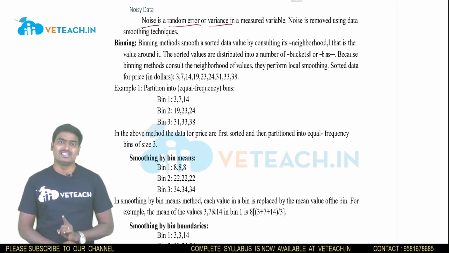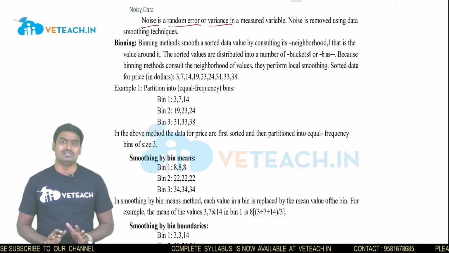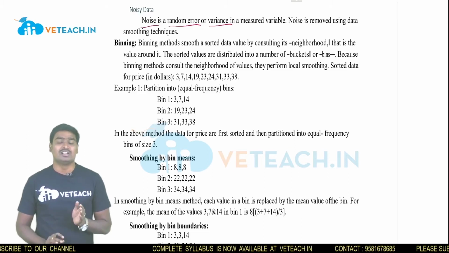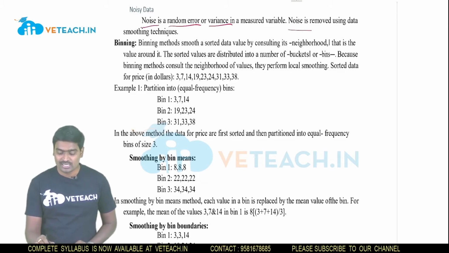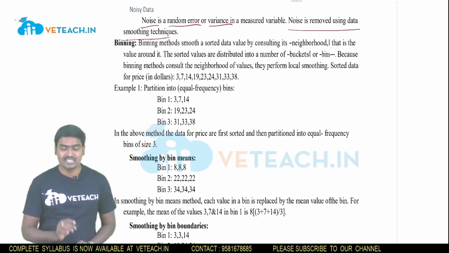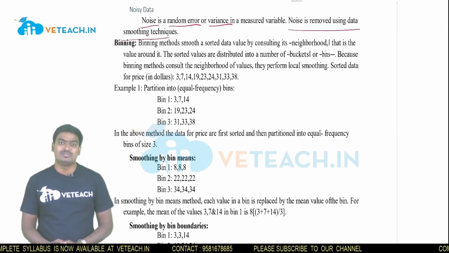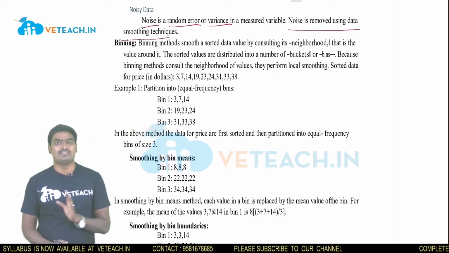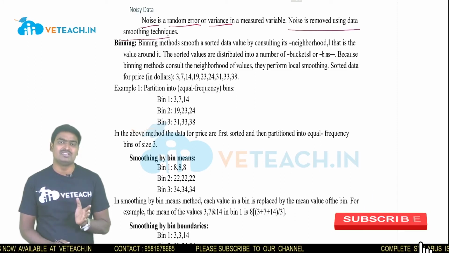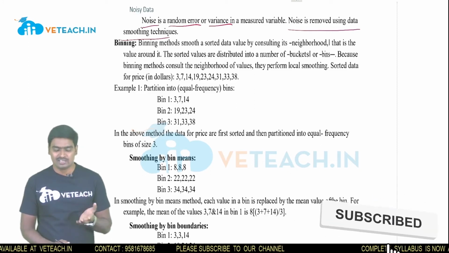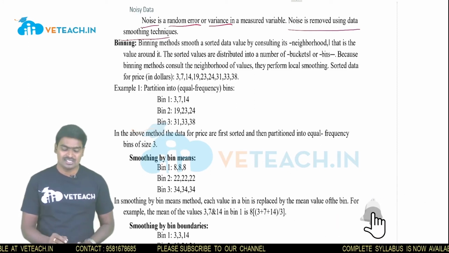Random error means we have 100 tuples, and in these 100 tuples the noise is collected randomly. That means noise is removed using data smoothing techniques. Data smoothing techniques help us reduce the noise and inconsistency, and we can find missing attributes or values using the smoothing methods.